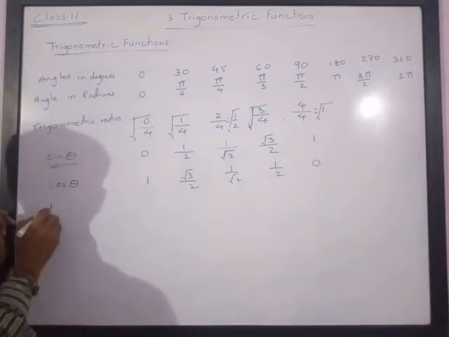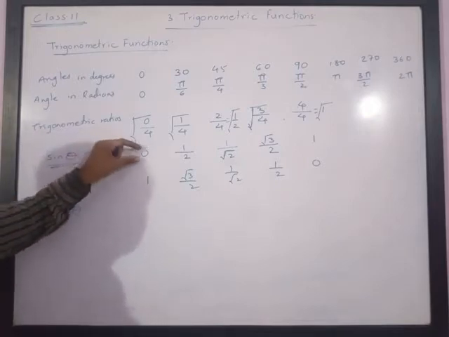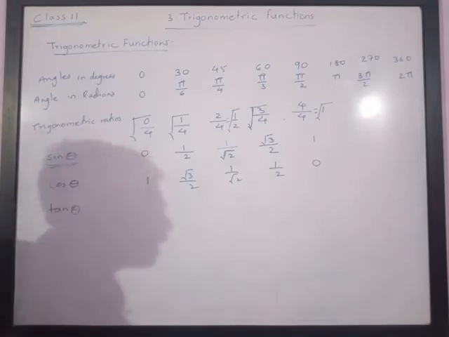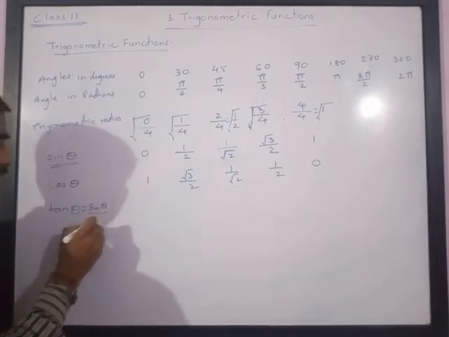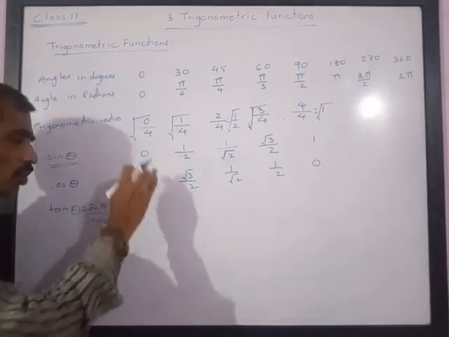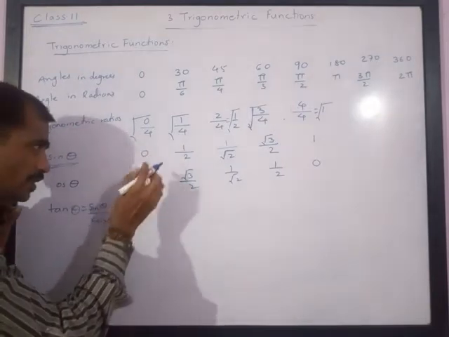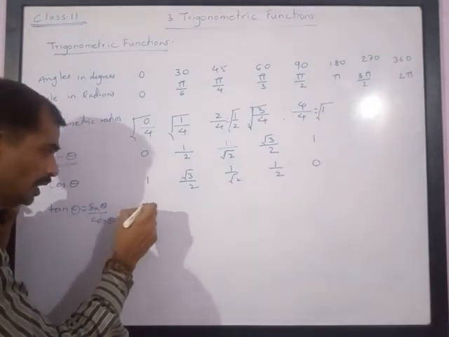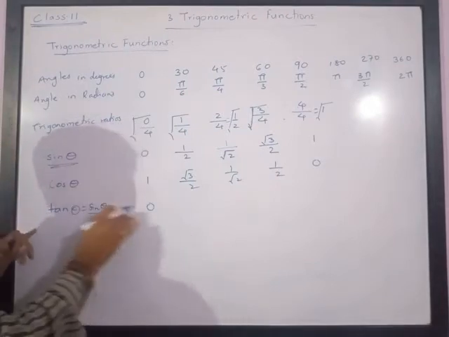Now next ratio can be written tan theta in this way. Numerator is the sin value and denominator is the cos value. We know that tan theta is equal to sin theta upon cos theta. So if you take the ratio of these two, you will get the tan theta value. Now this means 0 upon 1 is 0 divided by 1 is 0 itself. So tan of 0 is 0 itself.